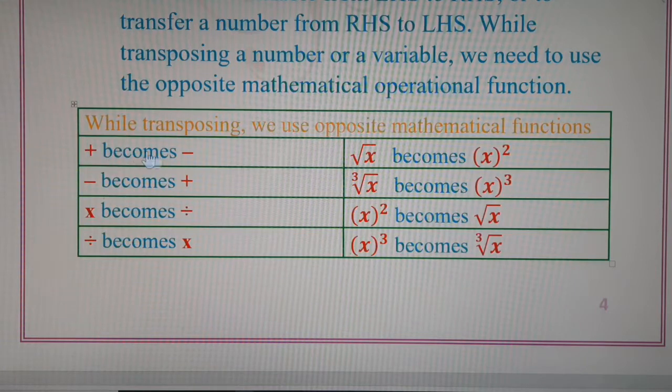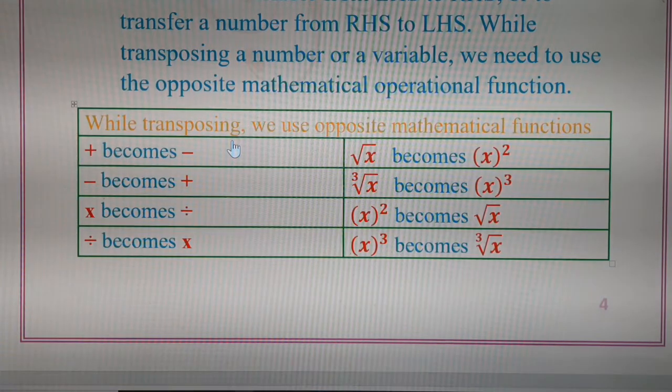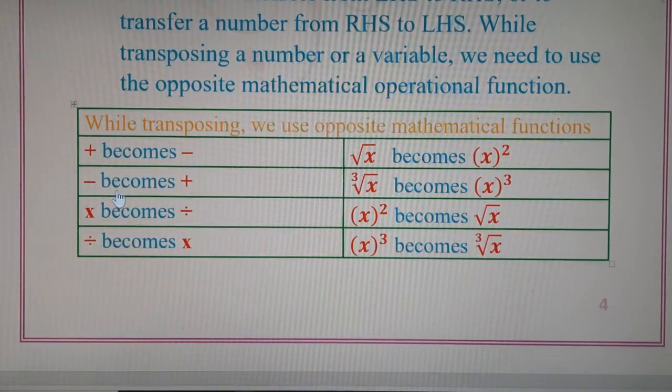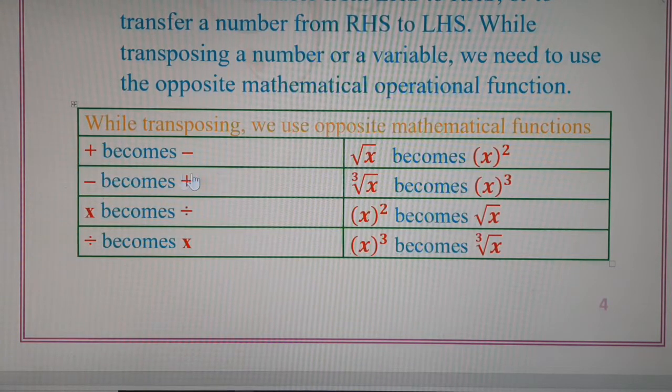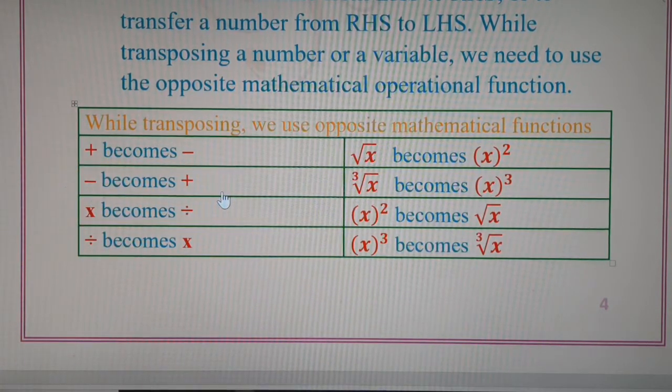So one example I can give you, suppose it's given x plus 5 is equal to 7, and plus 5 we need to send on the right hand side. Plus 5 is on the left hand side of the equal to sign, and plus 5 we need to send on the right hand side. Then plus 5 will become minus 5. Similarly, in an equation x minus 7 is equal to 8, minus 7 we need to transfer on the right hand side. Then the minus 7 will become plus 7 when we are transferring it from the left hand side to the right hand side.